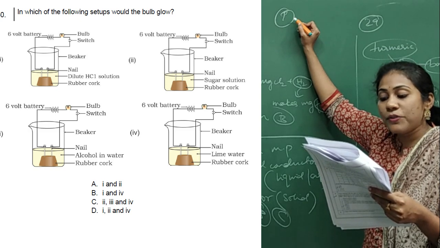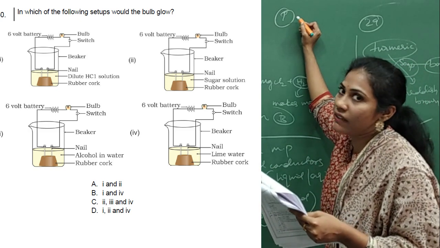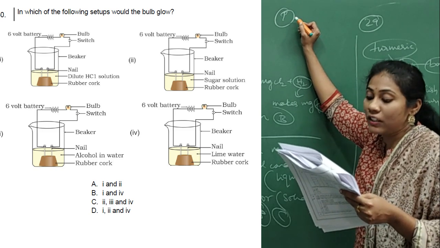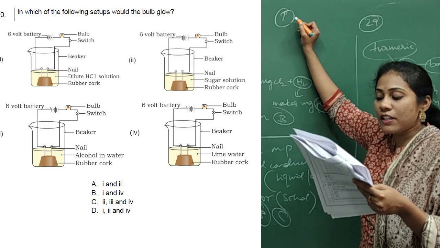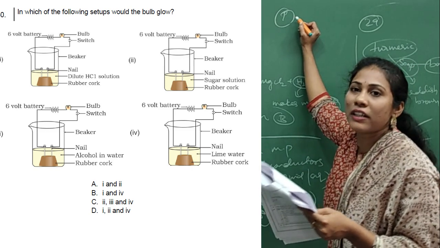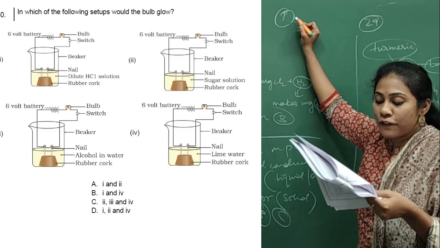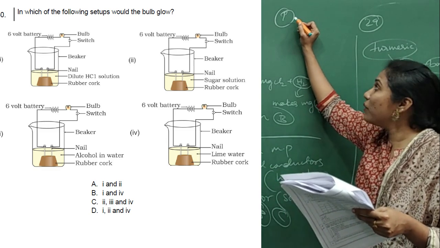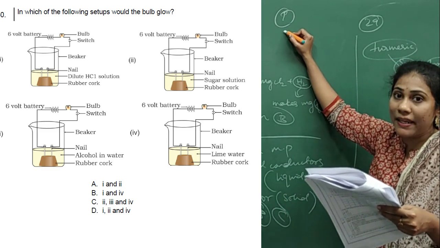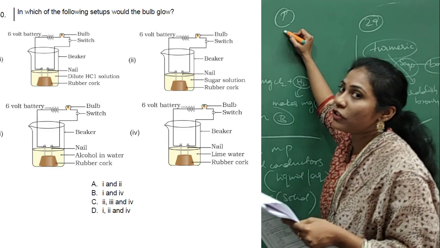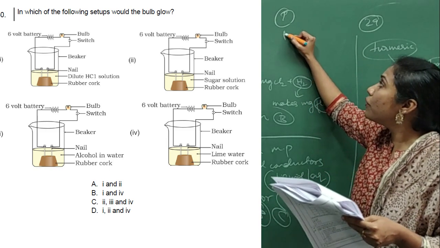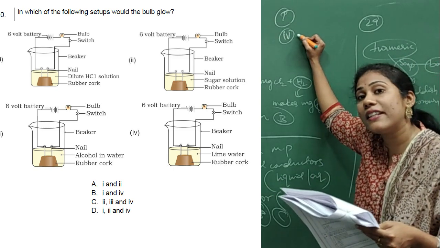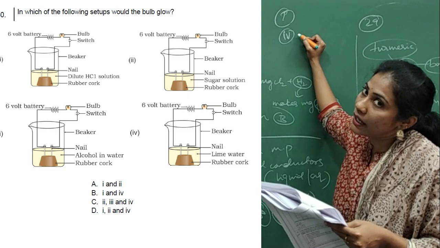Second one, you see the solution, sugar solution will not conduct electricity. When the solution does not conduct electricity, bulb will not glow. Coming to the third solution, alcohol solution also does not conduct electricity. Solution 4, lime water. Lime water in the sense what? Calcium hydroxide solution. So calcium hydroxide is a base. It can break down into ions in water. So figure number 4, the solution can conduct electricity. So figure 4, the bulb can glow.